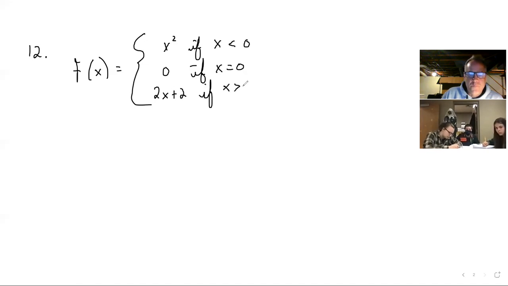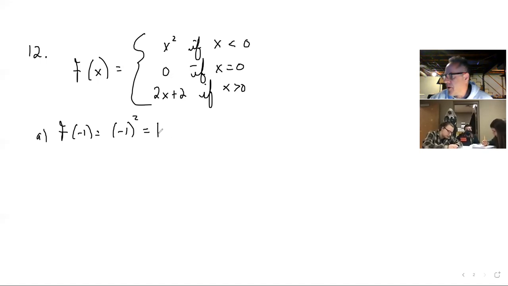Now, it says here that the domain is all reals. Evaluated as x squared if you put in a negative value. If you put in 0, you'll get 0 out. And if you put any positive number in, you'll evaluate here. Now, the first question is just evaluate f of -1. So that's where this comes into play. It tells you which piece you're going to evaluate it as. Since that is a negative input, that's how we'll evaluate it. So in this case, it's 1. That would be your output.